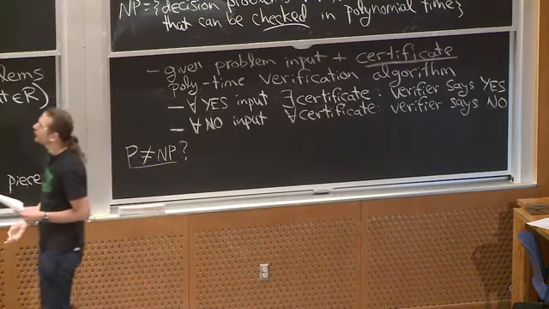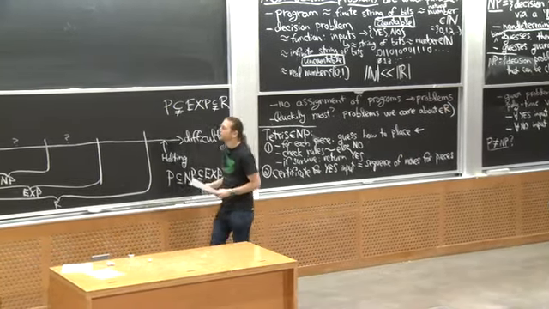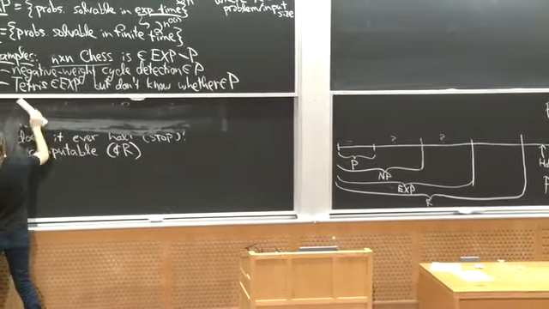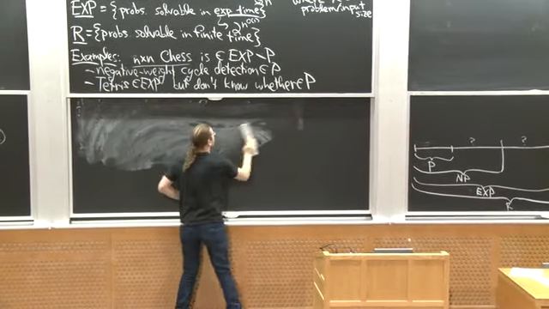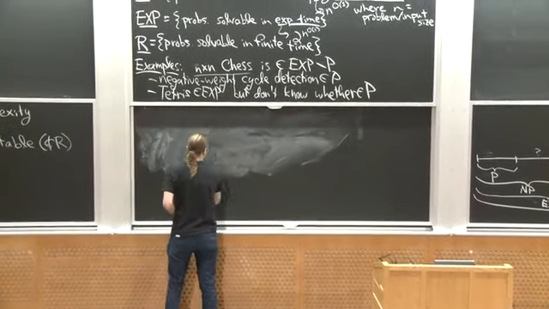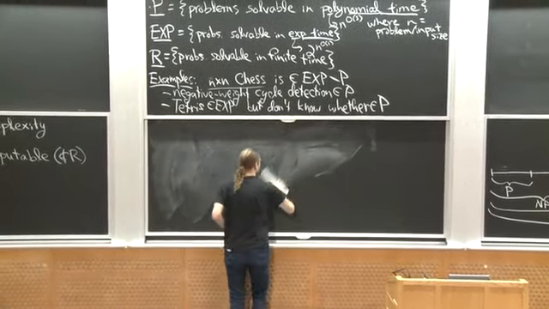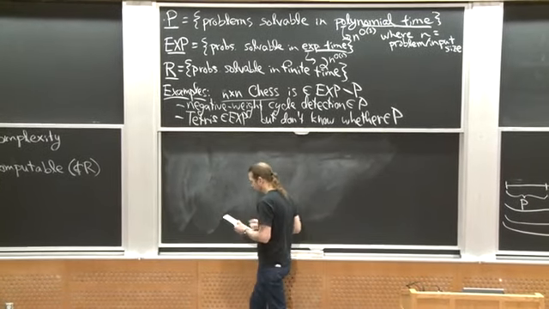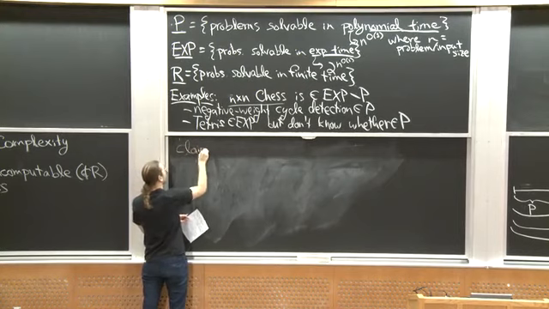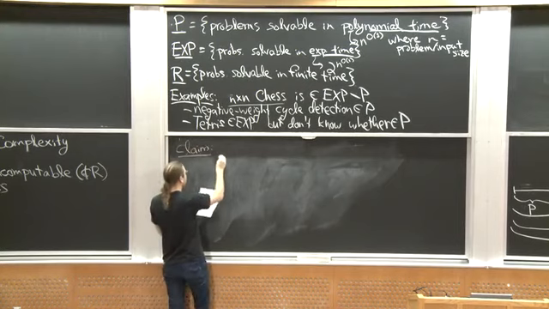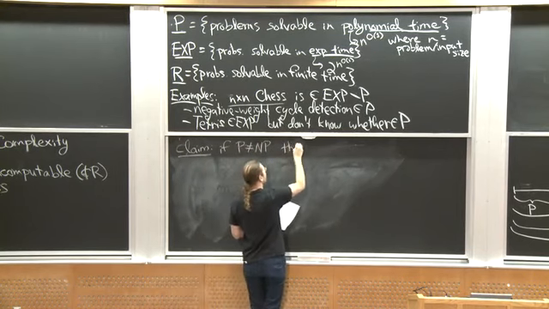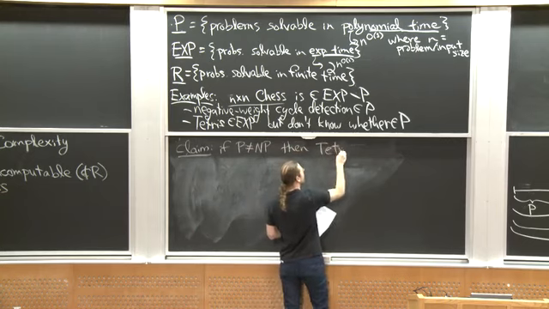Now, let's go over here. The next notion is NP hardness. So in particular, I want to claim, this is a theorem that exists in the literature, that if P does not equal NP, then Tetris is not in P.